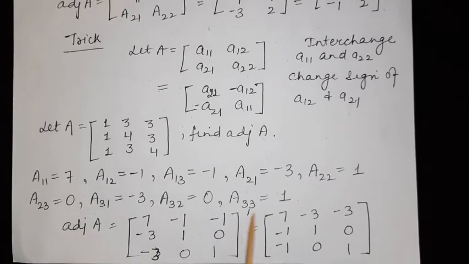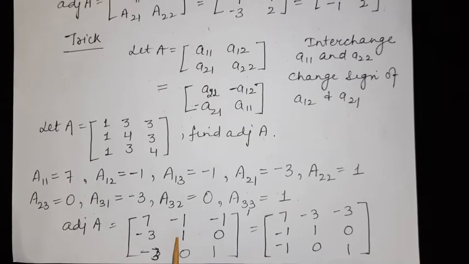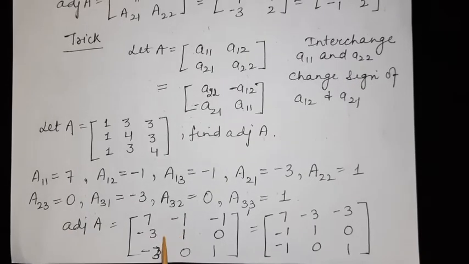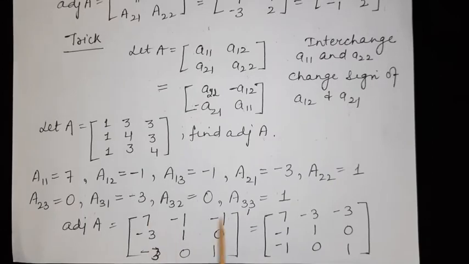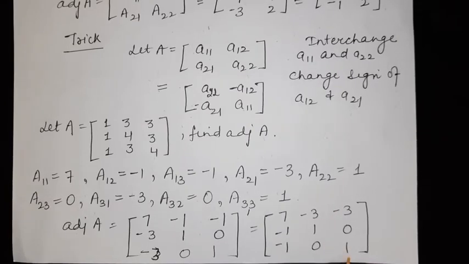We will also take the transpose, because adjoint of A is nothing but the transpose of the matrix of cofactors. So let's take the transpose. Your first row will become your first column, second row will become your second column, and third row will become your third column.